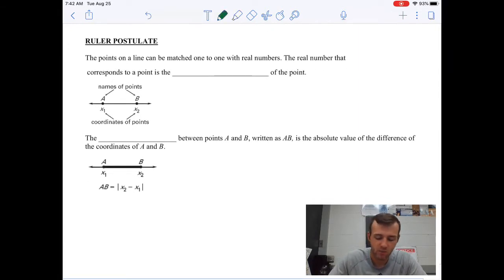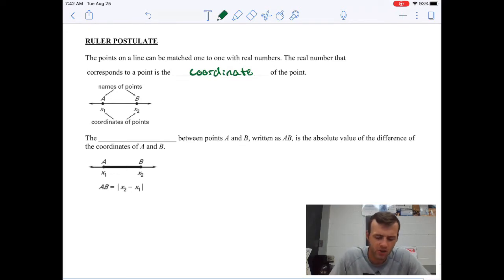So this is an example. More than anything, this is just an example for you to see. Here is an assumption that we have in this model of geometry. It says the points on a line can be matched 1 to 1 with real numbers. The real number that corresponds to a point is the coordinate of the point. This is something that we assume to be true. We do not need to prove that if we were on the x-axis, per se, and a point were on the value 3, we don't need to prove that that's where it's at.